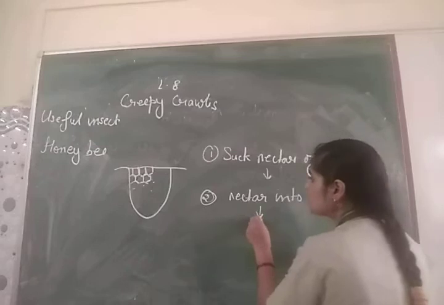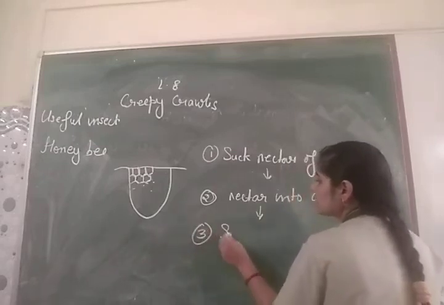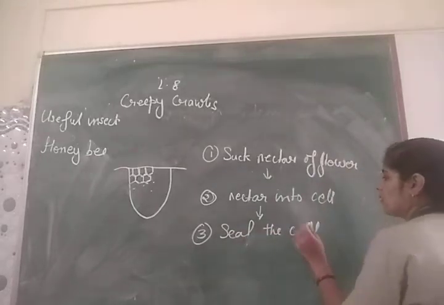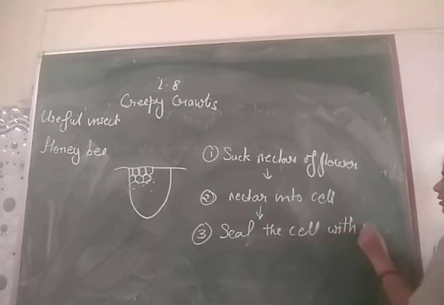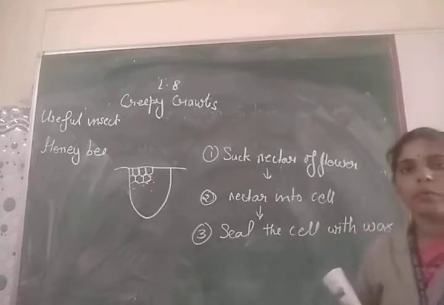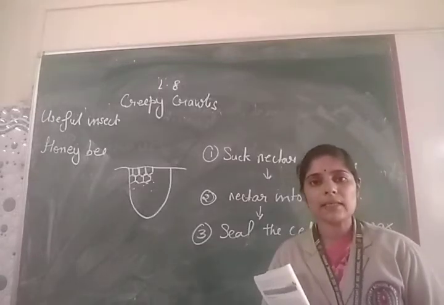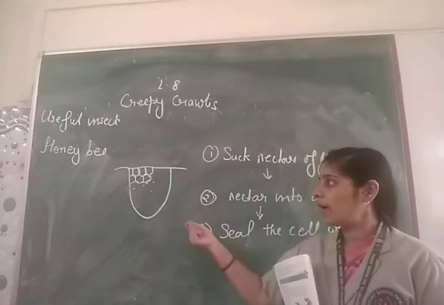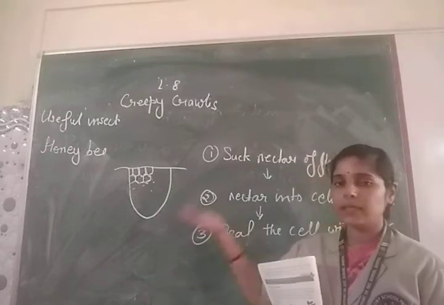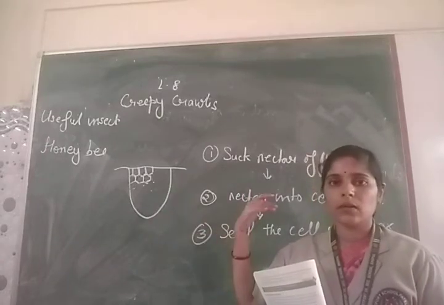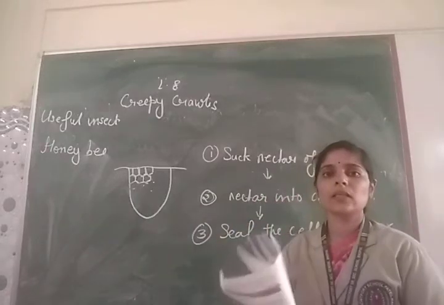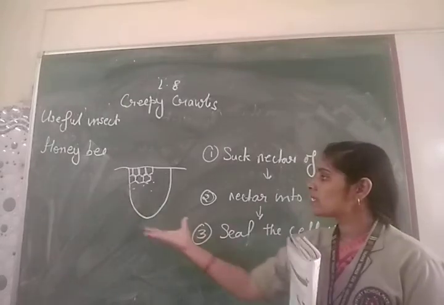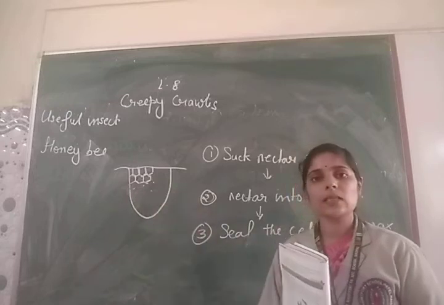After this, the honeybee seals the cell with wax. Sometimes you might have seen how the honey collectors take the honey from the beehive. They put some fire or smoke near the hive, and all the bees fly off. Then they break the beehive and squeeze it. After squeezing, the hive gets destroyed and the honey drops out from it.